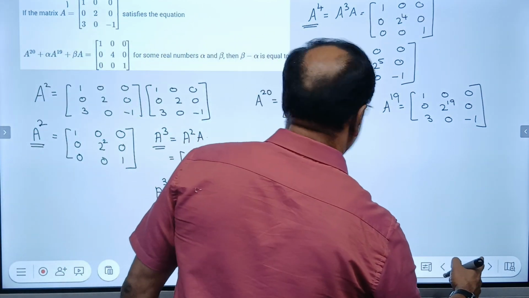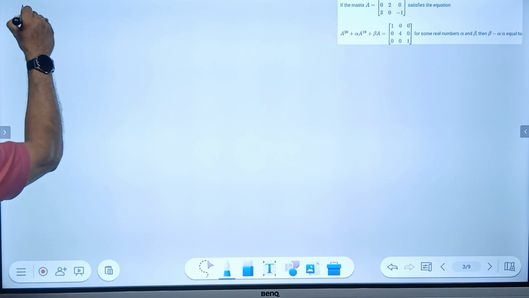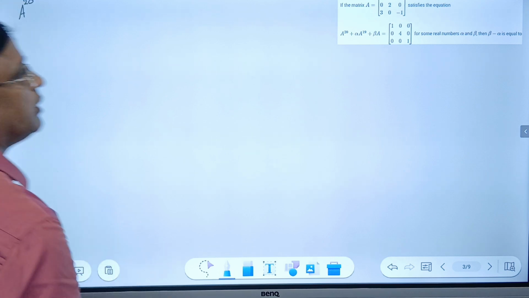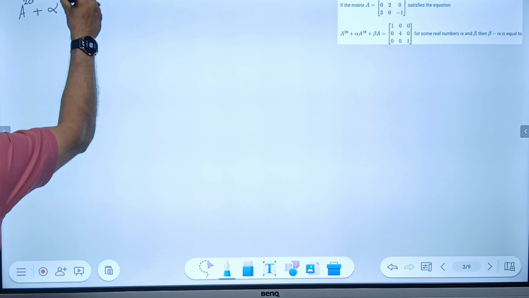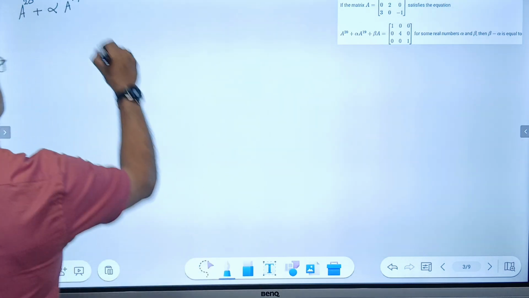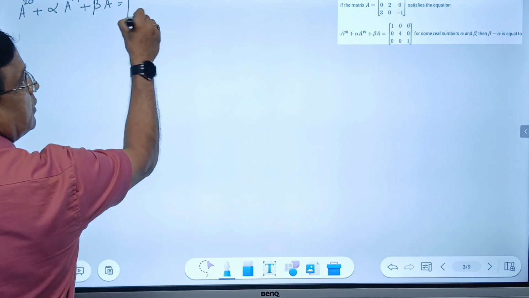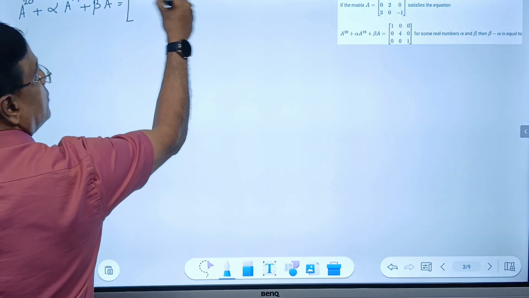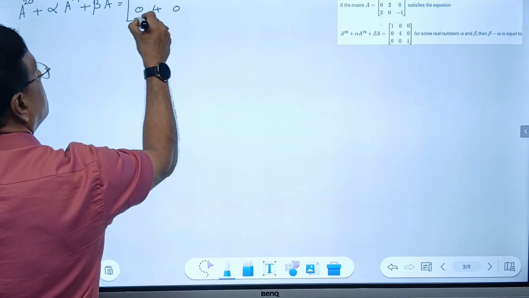I will do it in the next pages. Okay, so what is my equation? A power 20 plus alpha A power 19 plus beta A, and it is given as 1 0 0, 0 4 0, 0 0 1.